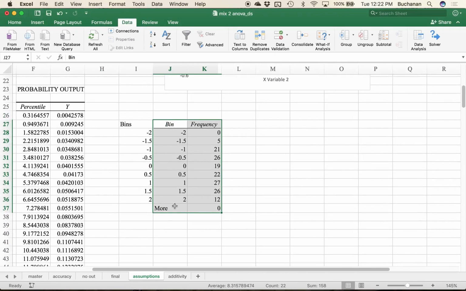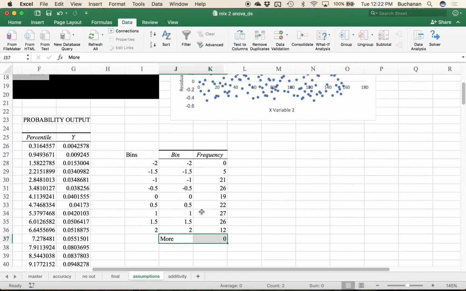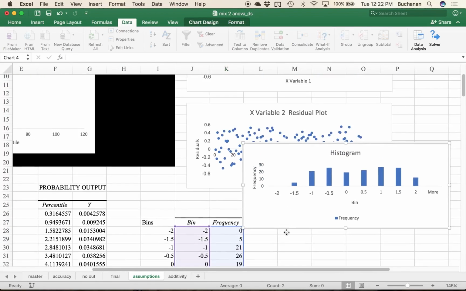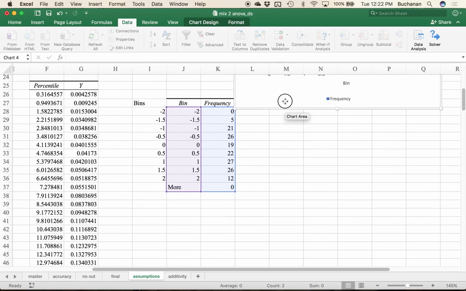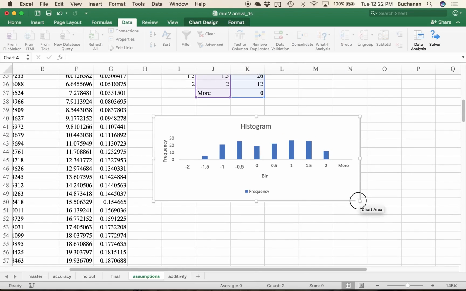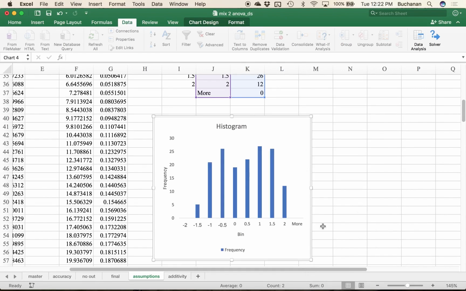So it created those bins for me, and it added this helpful more category with nothing in it. And then it hid the plot somewhere up here. So let me drag this down here. This is where Excel tends to go. So let's see if we can force it to not do that. And I just made the chart a little bit taller.